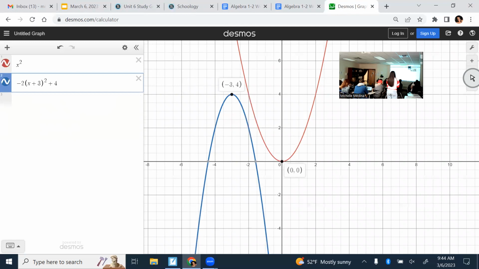Okay, so we went left 3, which is what we said. We went up 4, which is also what we said. The stretched or compression is a little bit harder to see, but this one is more narrow. So that's a stretch. And then it is reflected too, because it's flipped. So you can verify that all with Desmos. I wouldn't use Desmos as a starting place, but however you get to the right answer is fine with me. So questions, comments, concerns?